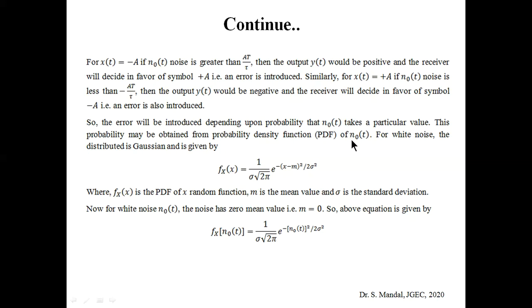Now as we considered, n0 is white noise, which means its distribution is Gaussian in nature. The Gaussian distribution is given by f_X(x) equal to 1 by sigma root 2 pi, e to the power minus (x minus m) whole square divided by 2 sigma square, where m is the mean, sigma is the standard deviation and x is the random variable. For white noise n0(t), the noise has zero mean. So by substituting this value, f_X(n0(t)) is 1 by sigma root 2 pi, e to the power minus n0(t) whole square divided by 2 sigma square.